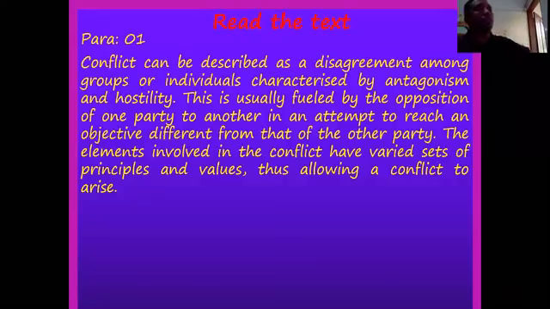Conflict can be described as a disagreement among groups or individuals characterized by antagonism and hostility. This is usually fueled by the opposition of one party to another in an attempt to reach an objective different from that of the other party. The elements involved in the conflict have varied sets of principles and values that allow a conflict to arise. This is the first para of this text.